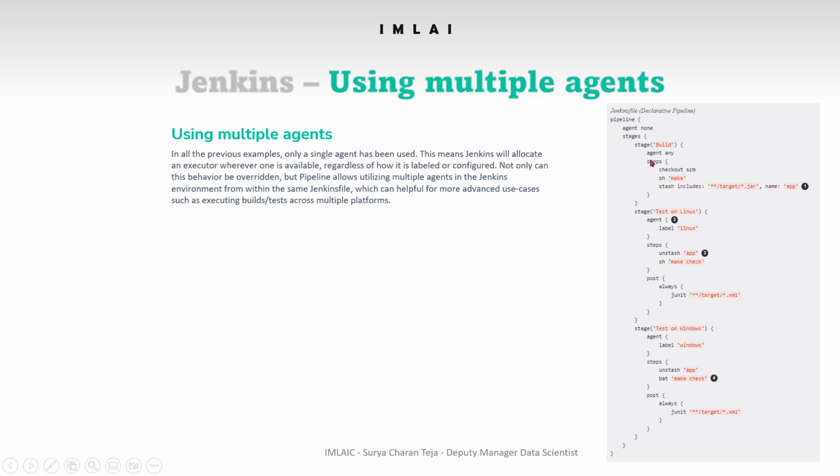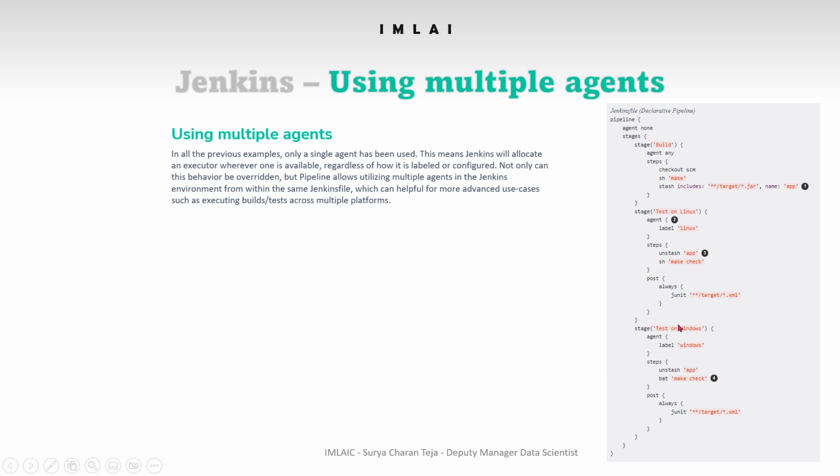The build stage is executed by agent any, so maybe the controller agent, and once it is built, you will get an output, an artifact. This artifact should be used in another agent, that is a Linux agent. This Linux agent, that is stage 2, is test on Linux, and the agent has been labeled as Linux. There it takes the artifact from the previous agent and here it's going to run JUnit tests and it will build target.xml reports.